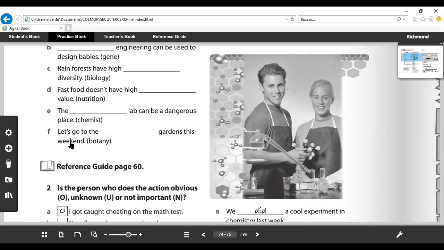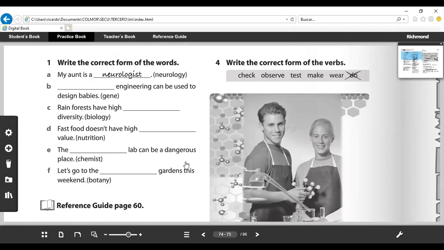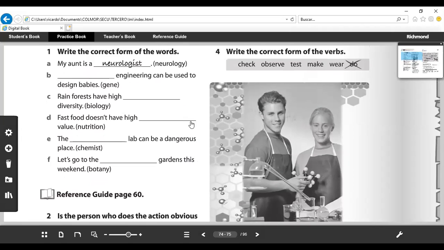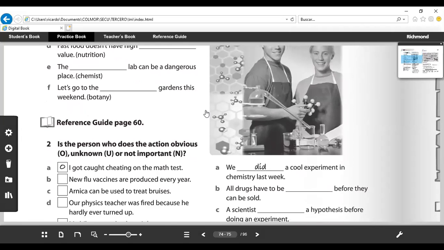Now letter F. Let's go to the gardens this weekend. And the key word is botany. So the answer right here will be, let's go to the botanical gardens this weekend. Okay? So make sure you have all your answers right here. If you forgot, you can rewind.